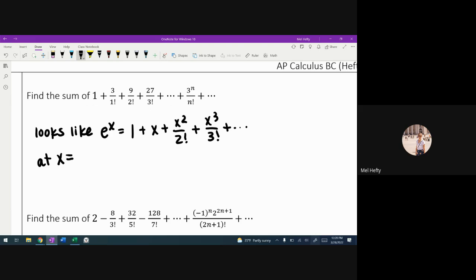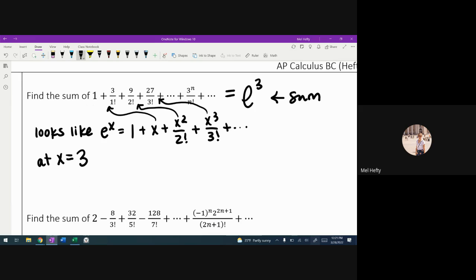All right, we have a claim for 3. Does it look like I plugged in 3 here? I plugged in 3 here. 3 squared is 9. I plugged in 3 here and got 3 cubed is 27. So I would argue the sum of this is e to the x at x equals 3. E cubed is my sum.